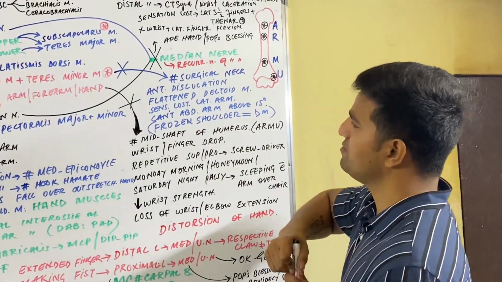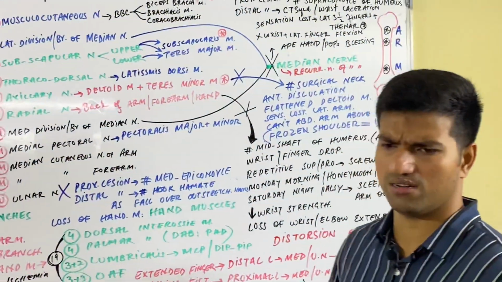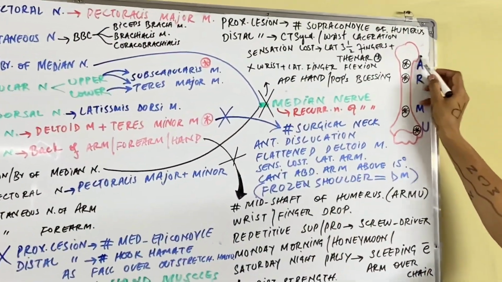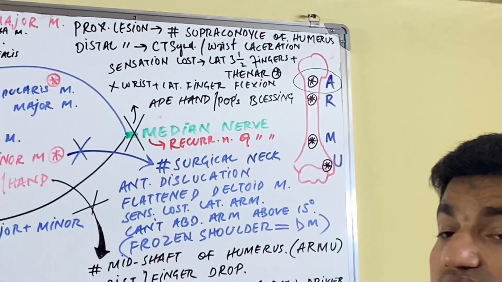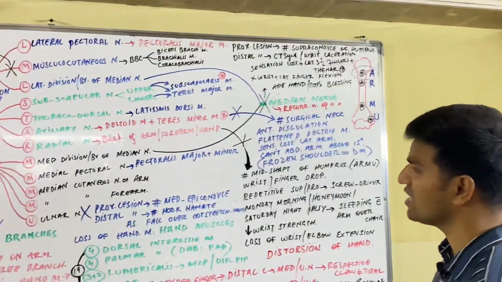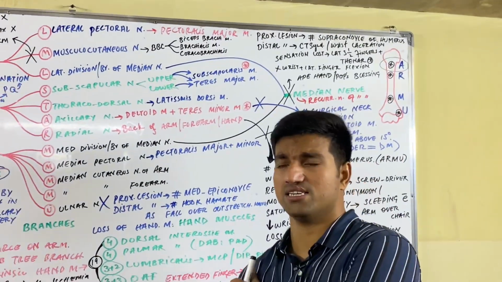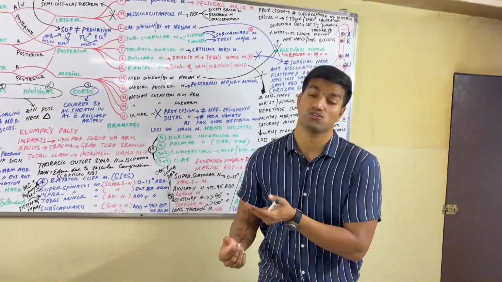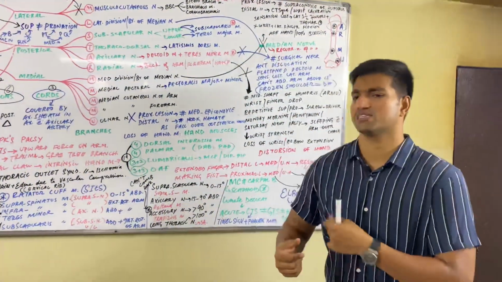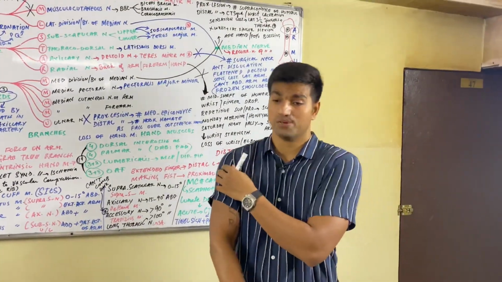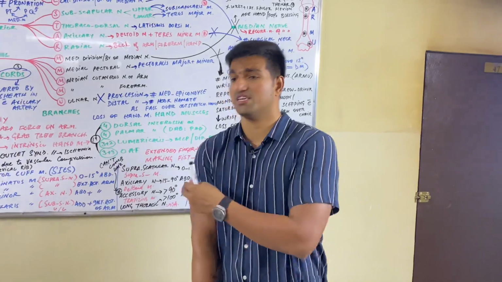If there is a problem at the axillary nerve, we can see over here, the axillary nerve will be damaged if there is a fracture at the surgical neck of the humerus. And what will happen? If there is a fracture at the surgical neck of the humerus or anterior dislocation of the shoulder joint, then the axillary nerve will be damaged. Then what will happen? Because the axillary nerve is innervating the deltoid muscle.